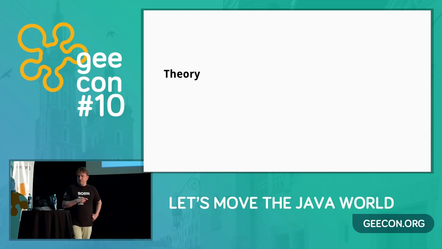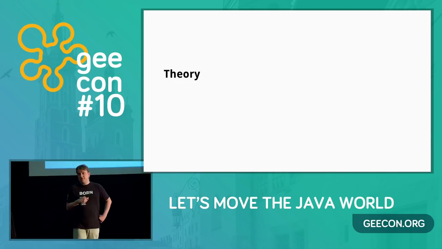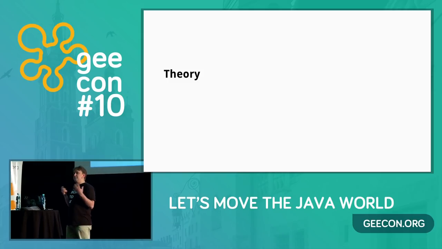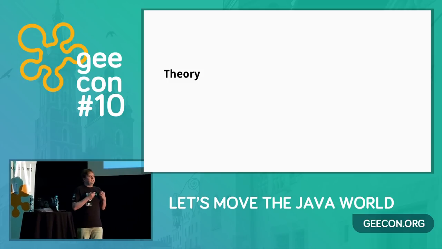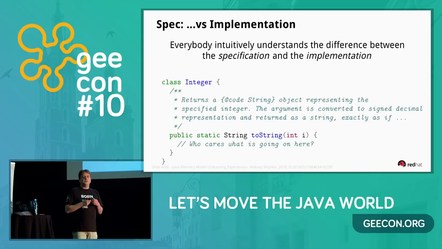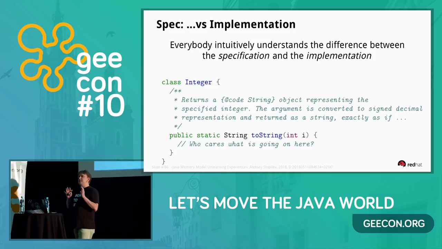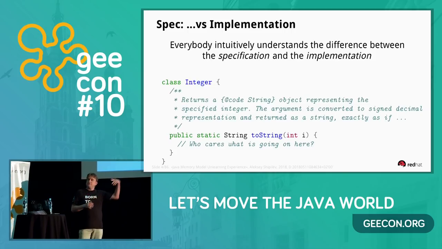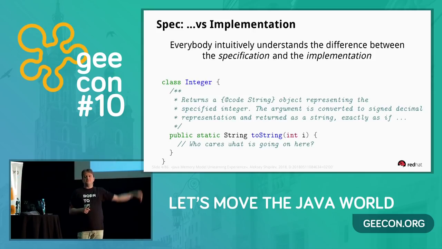Okay, so for the theory. Before you go into the theory of JMM, you have to kind of reformat your brain in understanding where is the place of JMM in the whole picture of things. And as you do that, you have to start with the difference between specification and implementation. And everybody intuitively understands this difference, right? You do understand the difference of what is written in the Javadoc for the method and what is really happening inside of the implementation there.